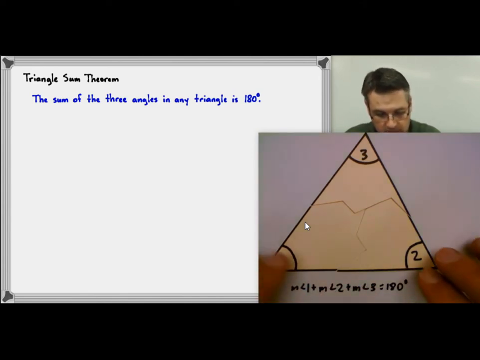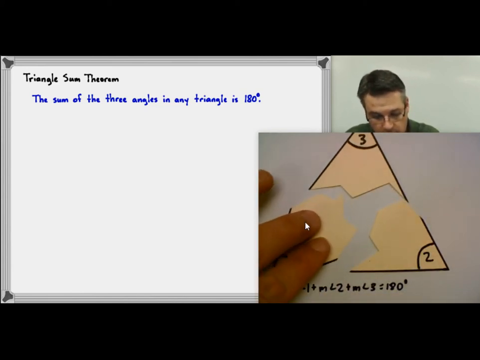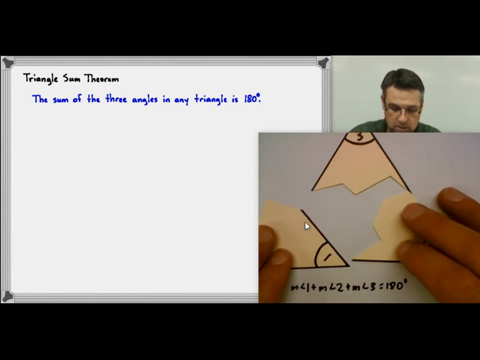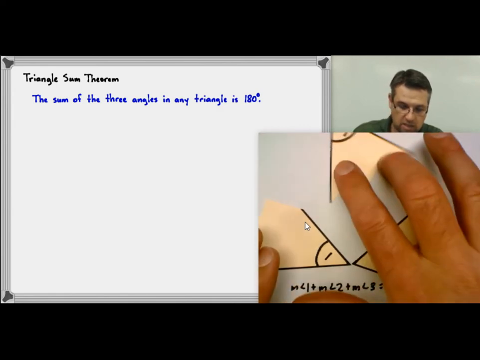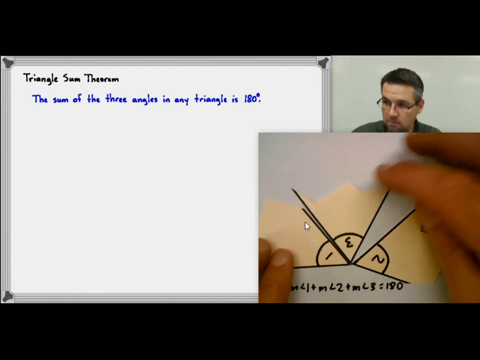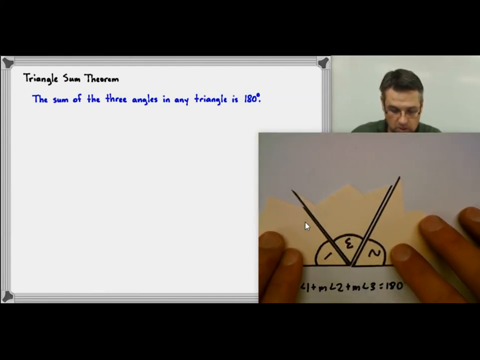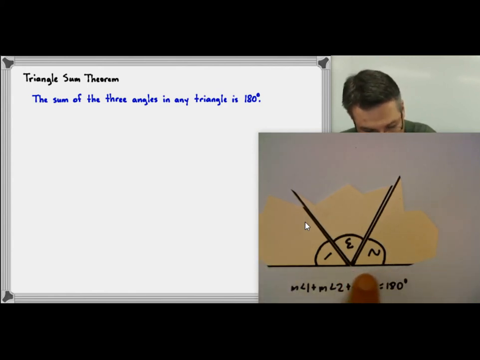Well, if I put them next to each other, so I'm going to separate them and move them around. I'm going to take this angle 1 and rotate it around like this. I'm going to take this angle 2 and rotate it like this. And I'm going to take this angle 3 and rotate it like that. And I'm going to put them all next to each other, adjacent to each other. And what do we see? Well, we see that these two sides make up a straight line.